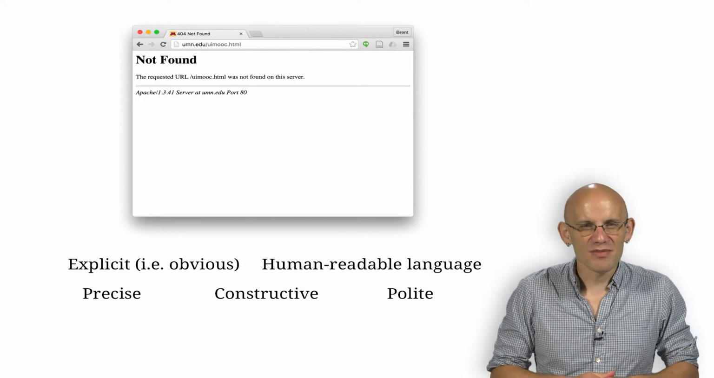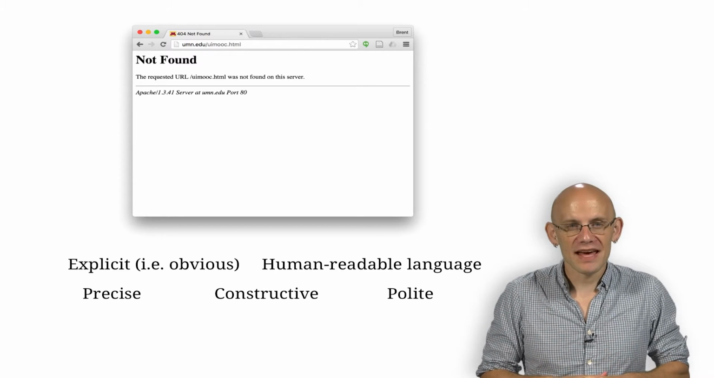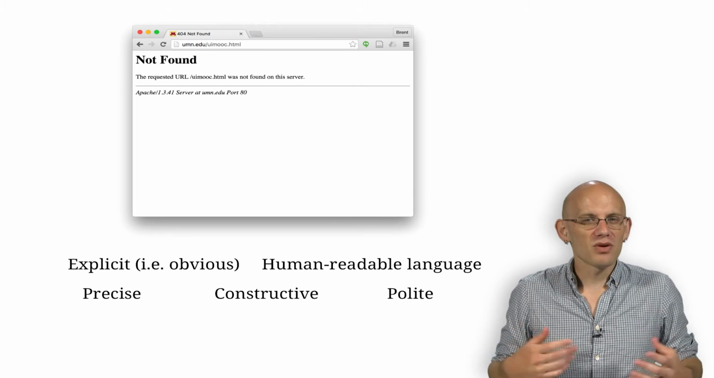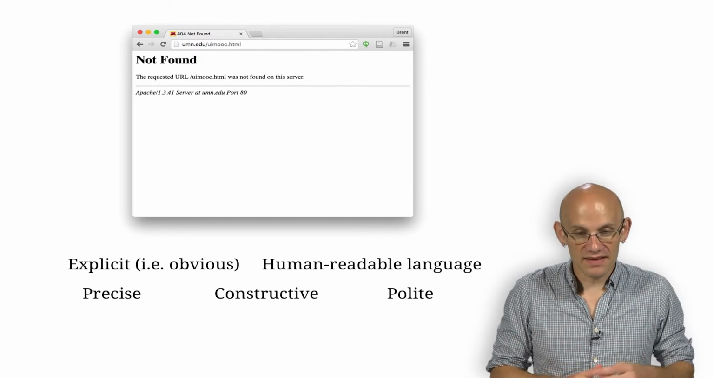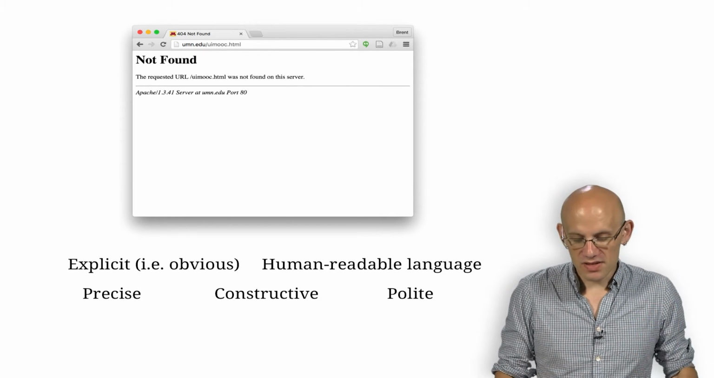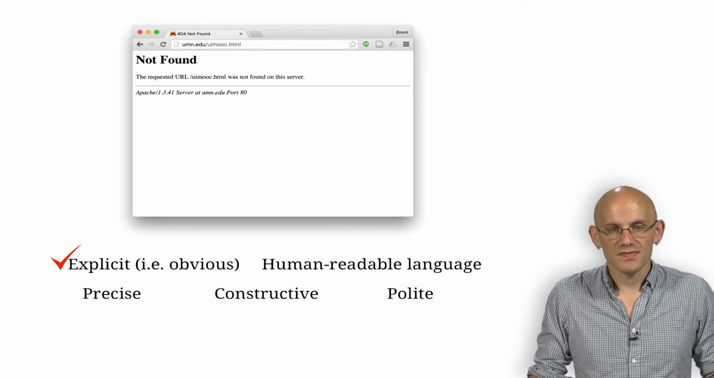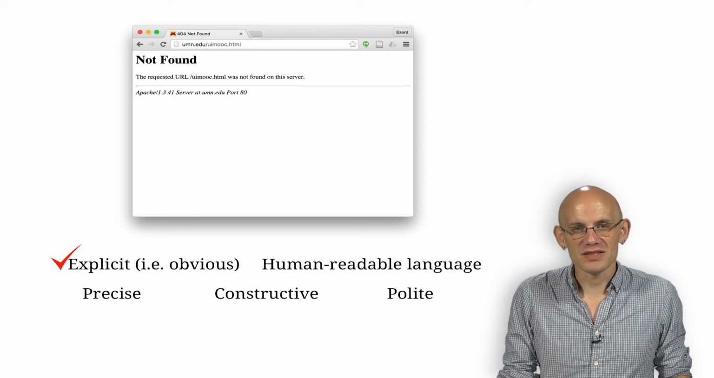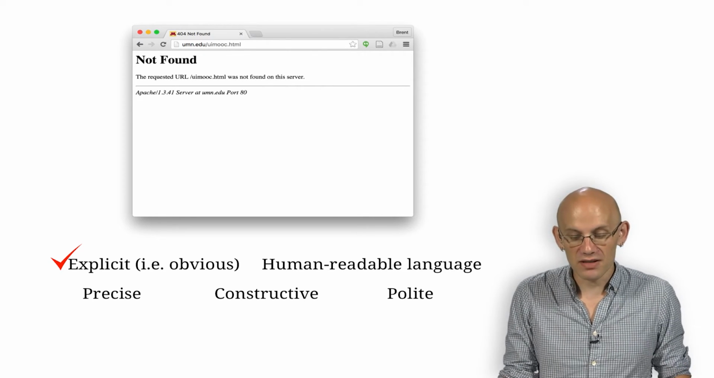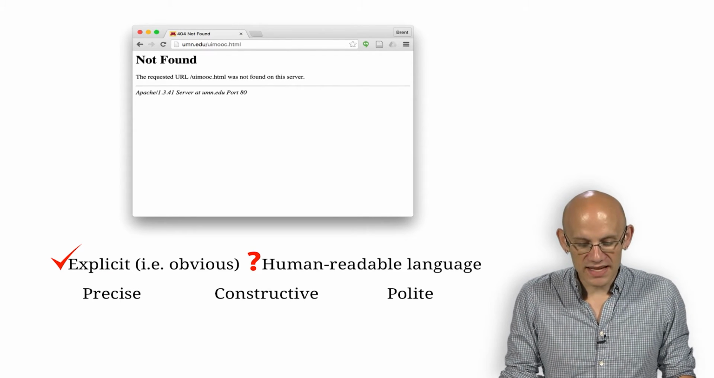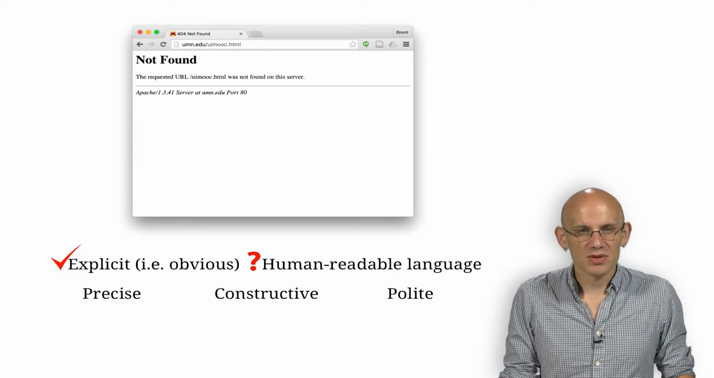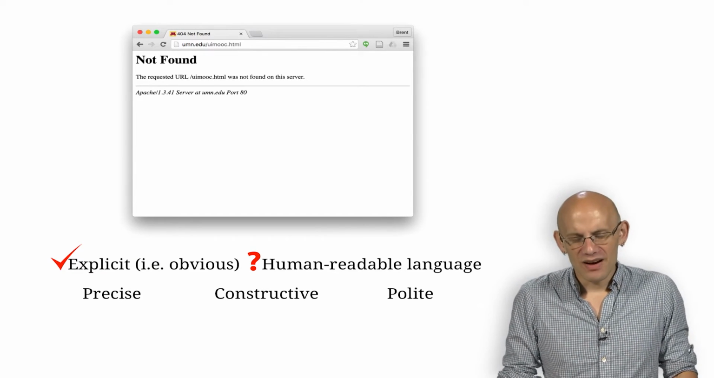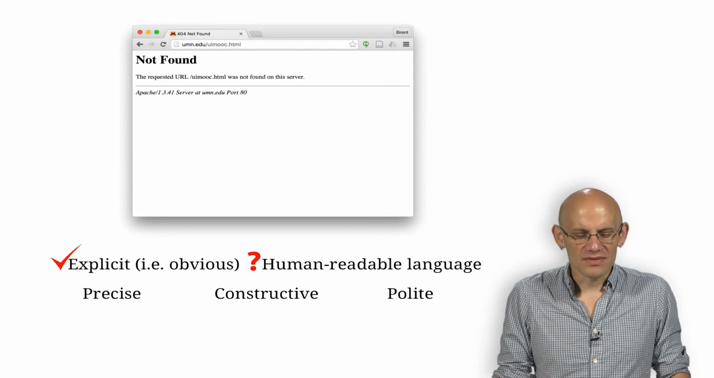This is an error message that I purposefully generated today. I typed in a URL at the University of Minnesota's website that I knew didn't exist, and this is the error message that I got. And let's go through this. Is this error explicit? Yeah, it's very clear that something happened and that something was an error, right? So that's very clear, at least to me. Second, does it use human readable language? Yes and no, right? Not found? Well, what exactly are you talking about?